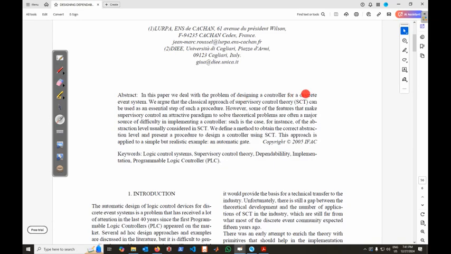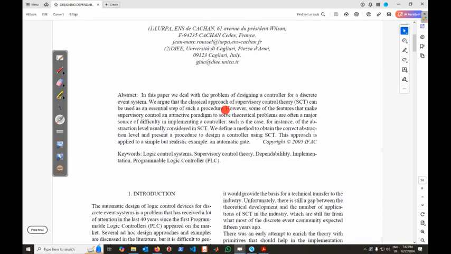When we read the paper, we will understand that this controller is implemented using the PLC, or the Programmable Logic Control, which is a standard industrial element. So the idea here is to employ the supervisory control theory to design a controller that is implemented using the Programmable Logic Control. Fine. So what is the contribution?